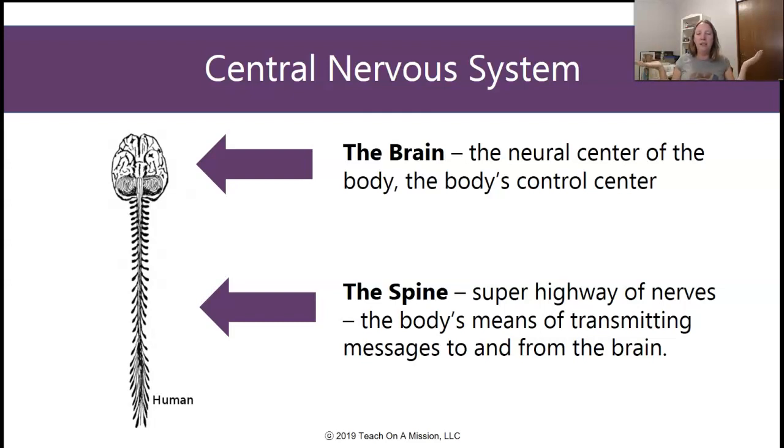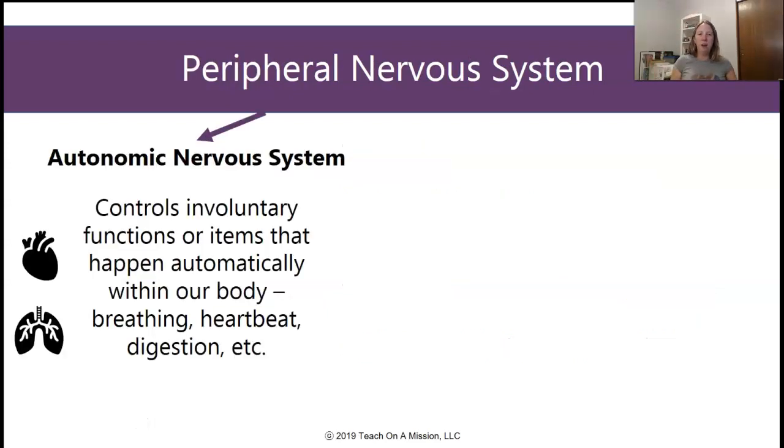And this is the body's way of transmitting the messages to and from the brain. So the superhighway of nerves, the thing that comes up and down your whole body, connecting your nerves in your fingertips and your tongue and your toes and your butt and everywhere to your spine, which then talks to your brain. Now we're going to break down the peripheral nervous system, and that too has two subsections.